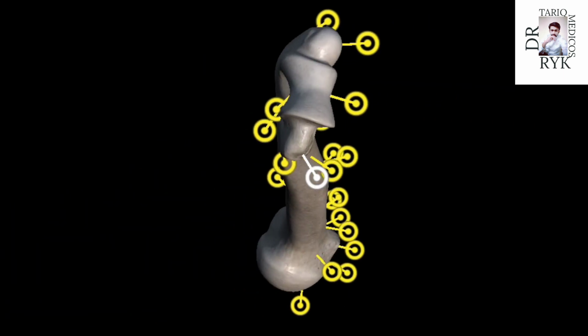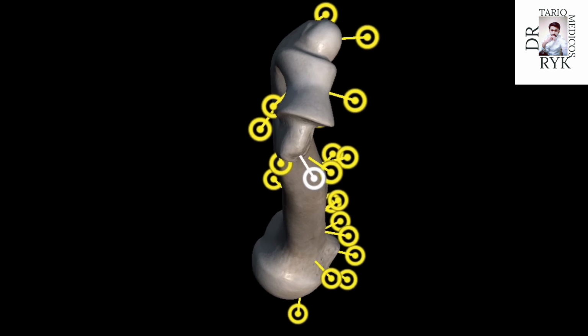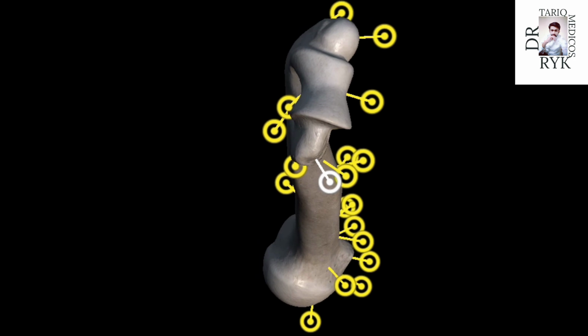If we see from the inferior view, the humerus will be like this. This is the humerus from the inferior view. This is the medial epicondyle. And here is the capitulum. This is the trochlea. Here is the posterior surface, the olecranon fossa, and here is the medial epicondyle.